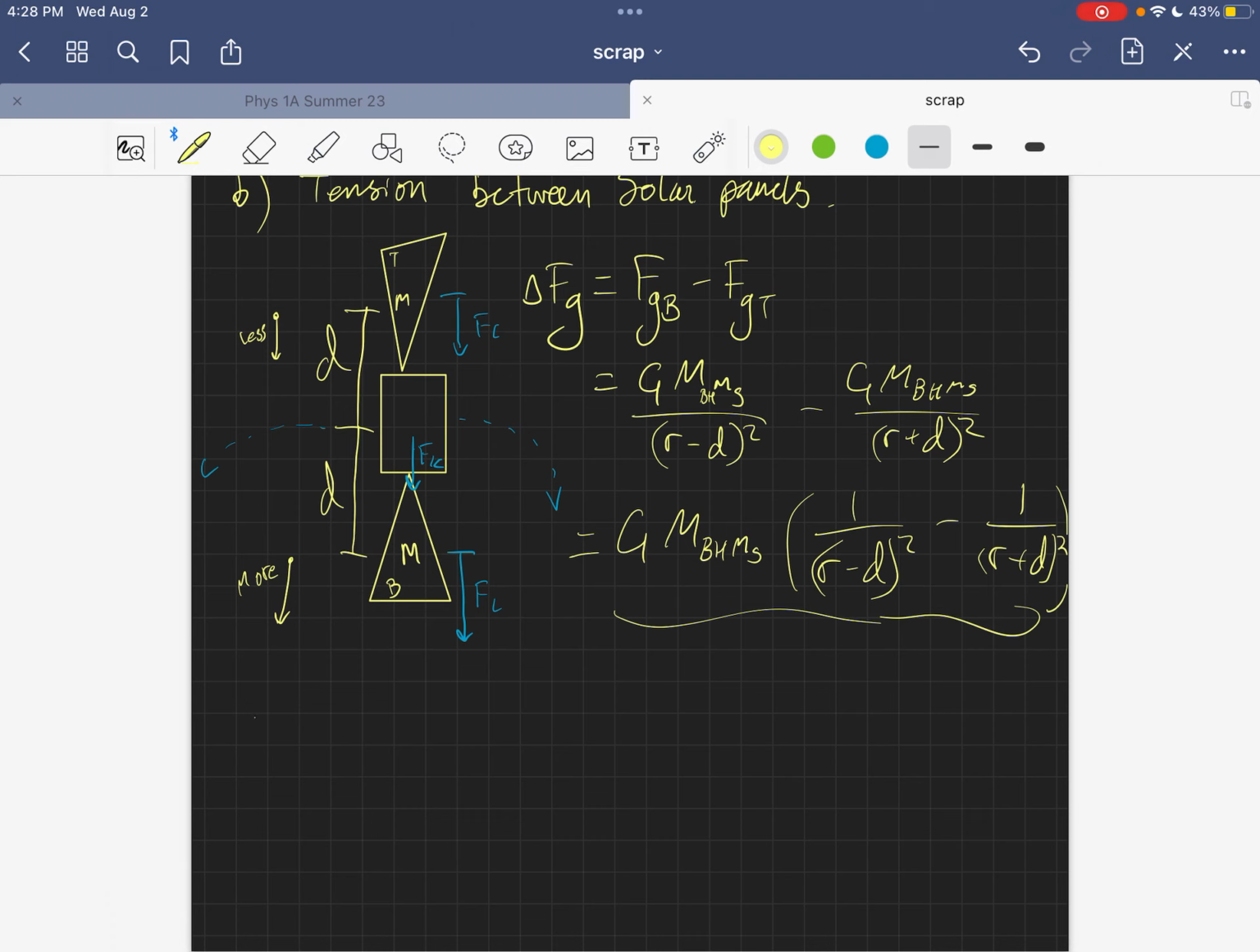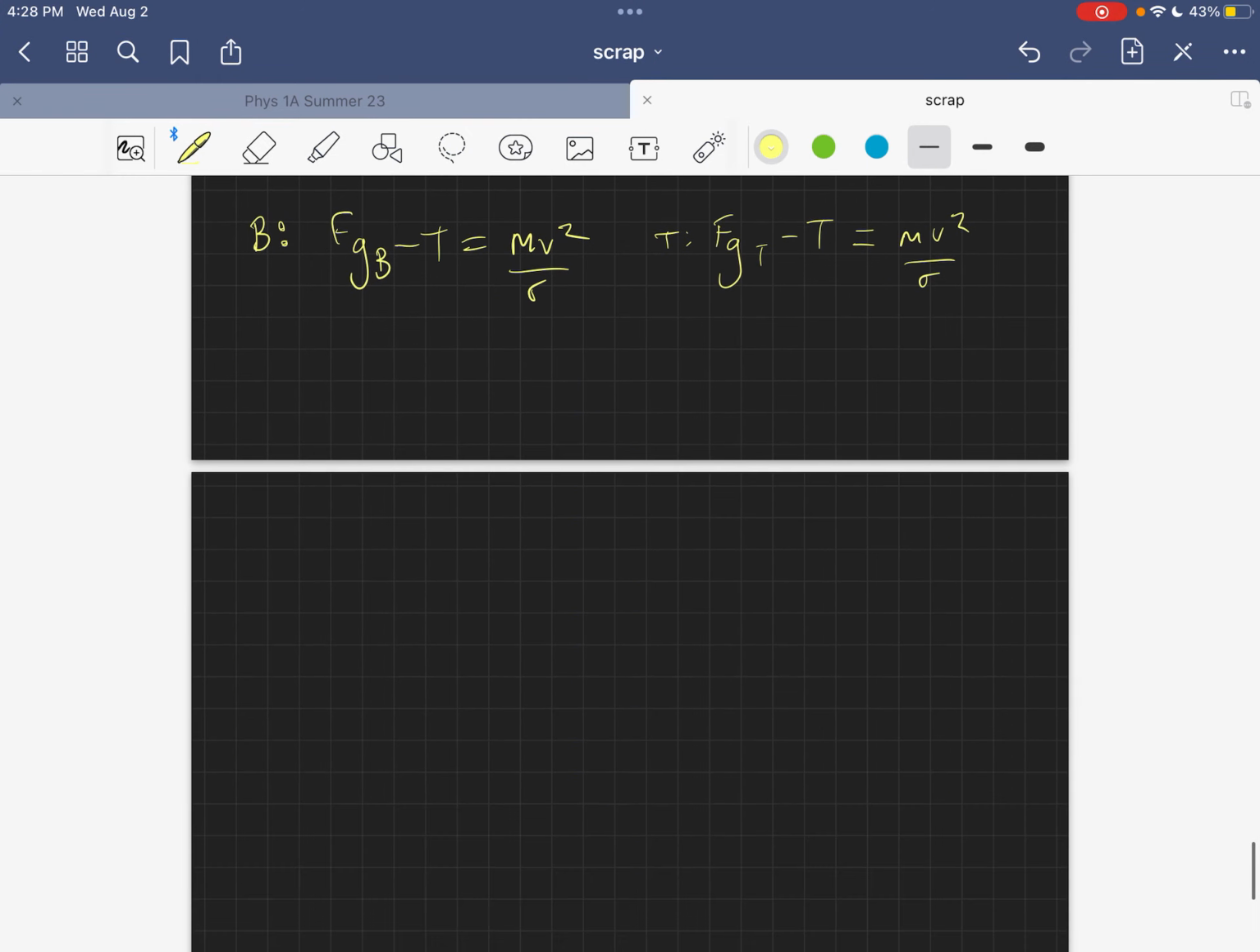Meaning, for the bottom, you're going to have Fg of the bottom minus tension is equal to the centripetal force, m v squared over r. And for the top, you're going to have Fg top minus tension is equal to m v squared over r. Right? And so what we can do is we have two equations. We have two unknowns, right? We don't know what v is. We don't know what tension is. We want to solve for tension.